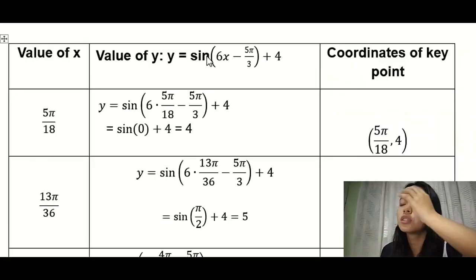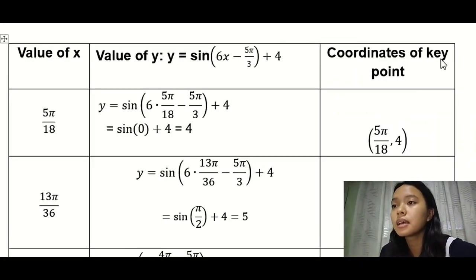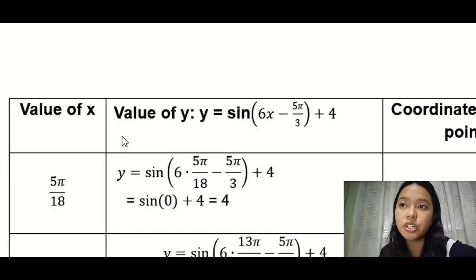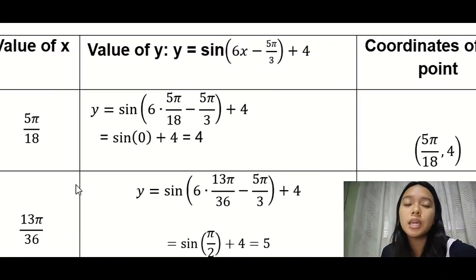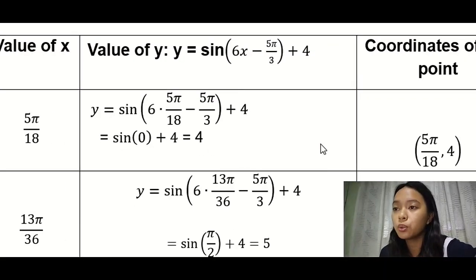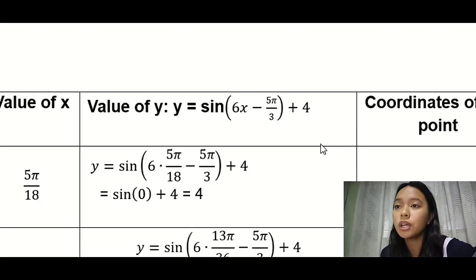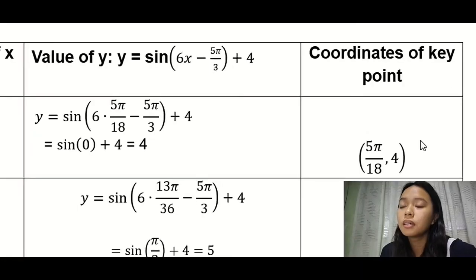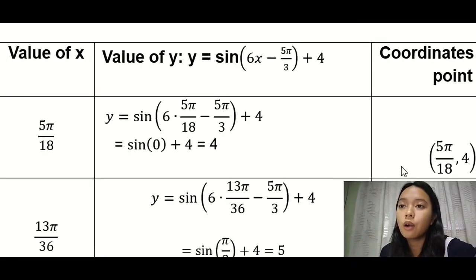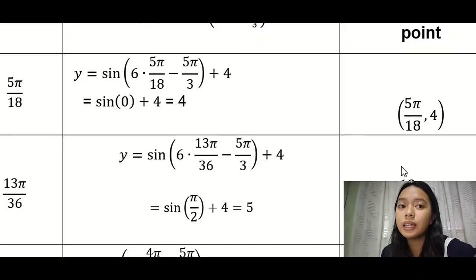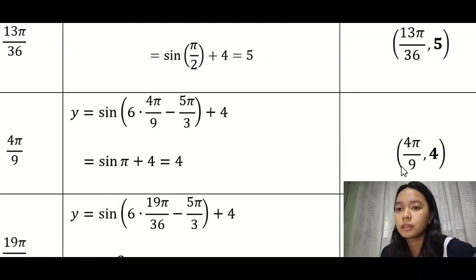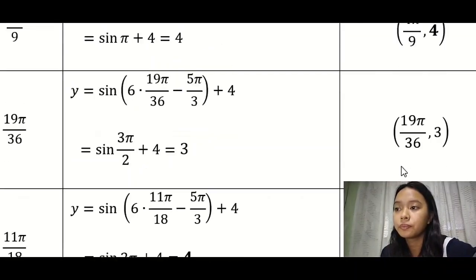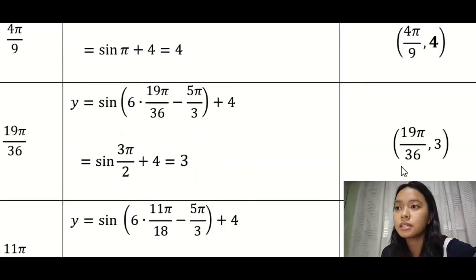finding the y value. We have here our value of x and then our value of y, which is our sine function. And next are the coordinates of the key points. We substitute the value of x in the equation, which will result in the coordinates of the key points and the y value. Here, 5 pi over 18 is substituted to the equation and it resulted to 4. Our first coordinate is 5 pi over 18 and 4. And these are the next coordinates.